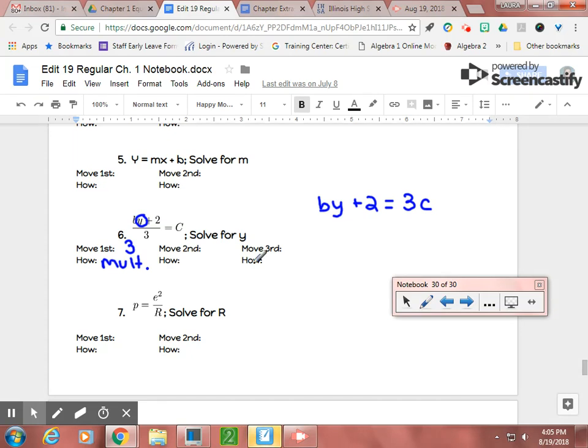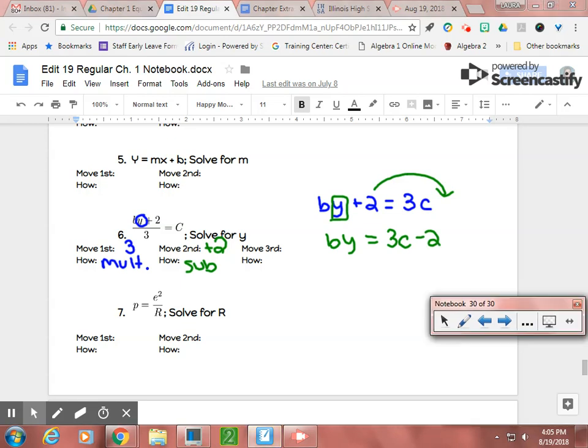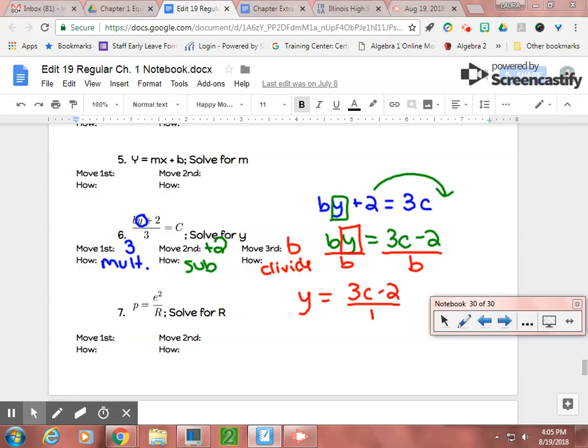My second move, I'm trying to get y by itself, so I need to move the 2 to the other side. So it's a plus 2, so to move it, we're going to subtract. So I have by equals 3c minus 2. Then my third move, when trying to get the y by itself, is to move the b. So it's b times y, so I need to divide by b, meaning I have to divide the entire equation by b. And that's going to give me a final equation of 3c minus 2 over b.